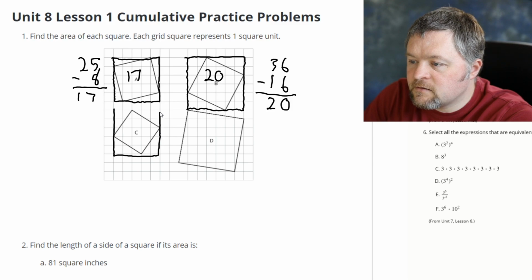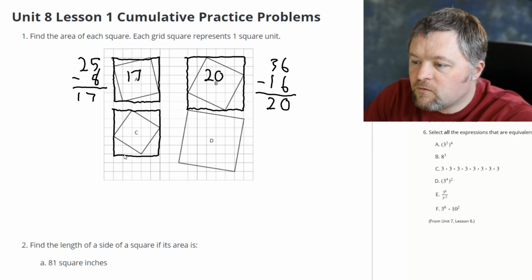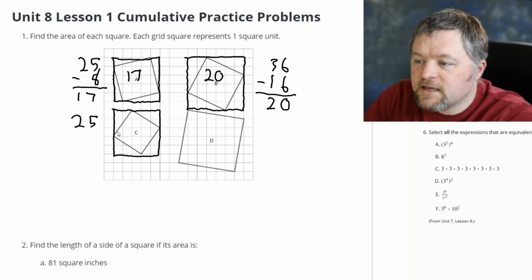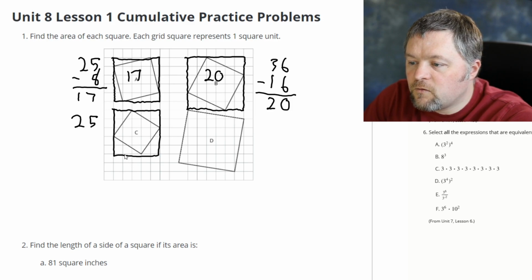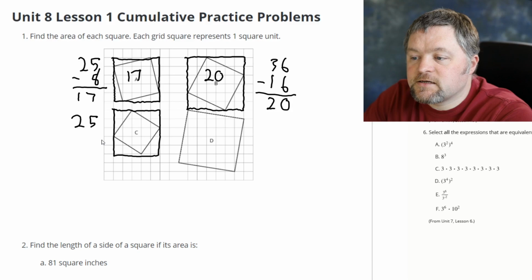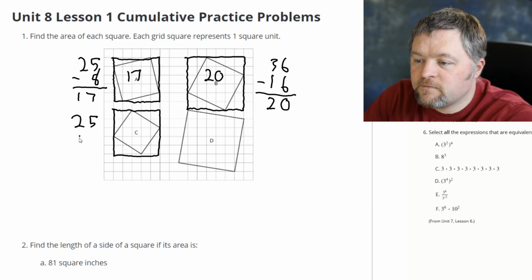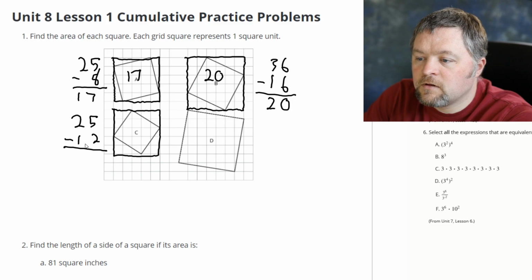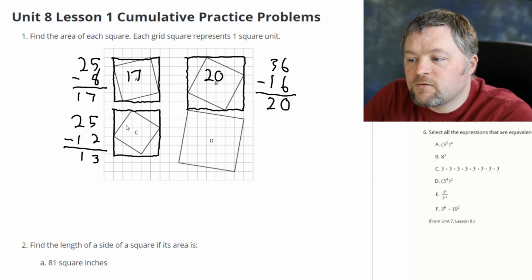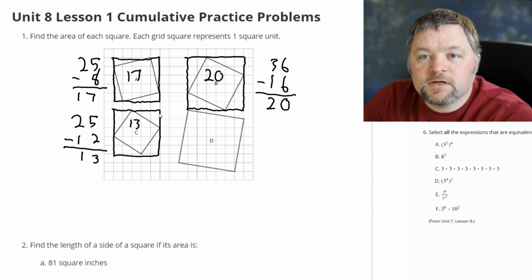Square C, enclose it. 1, 2, 3, 4, 5 again. That will also have an area of 25. The area of these triangles are 3 by 2. 3 times 2 is 6, over 2 is 3. The area of all 4 of them: 3, 6, 9, 12. 25 subtract 12 is 13. So the area of square C is 13 square units.